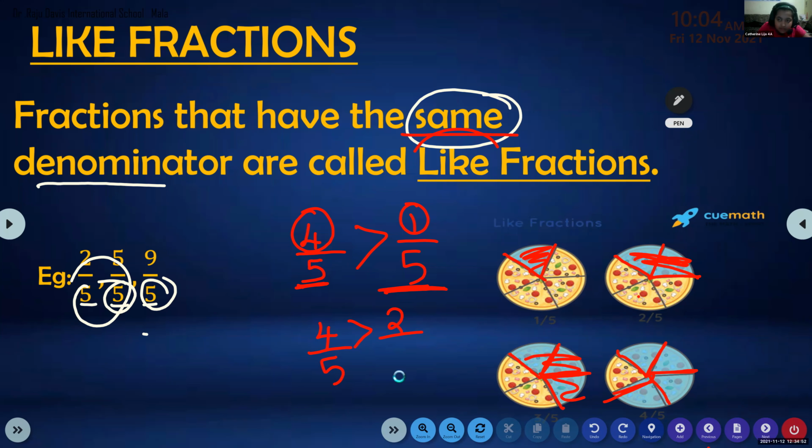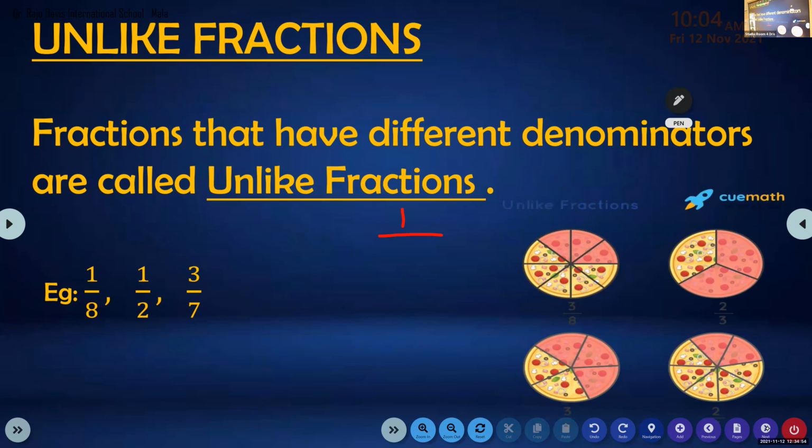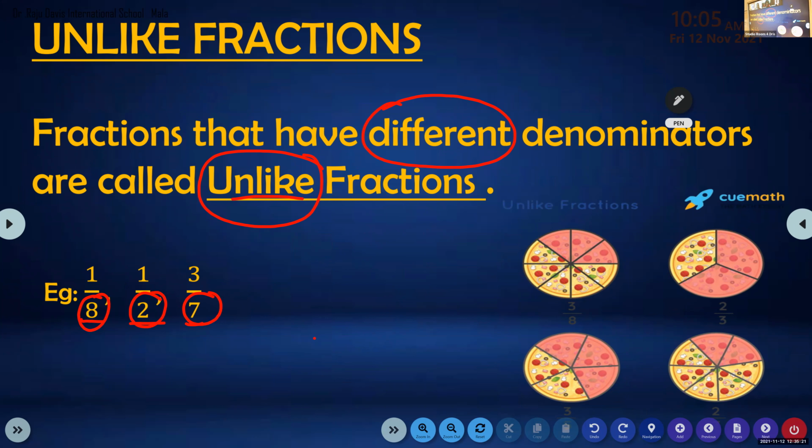Okay. Now, children, what will be the unlike fraction? Look here. Fractions that have different denominators are called unlike fractions. Unlike means not similar, different. And look at the examples here, children: 1 by 8, 1 by 2, 1 by 7. All the denominators are different. Okay? Understood what like fractions and unlike fractions are?